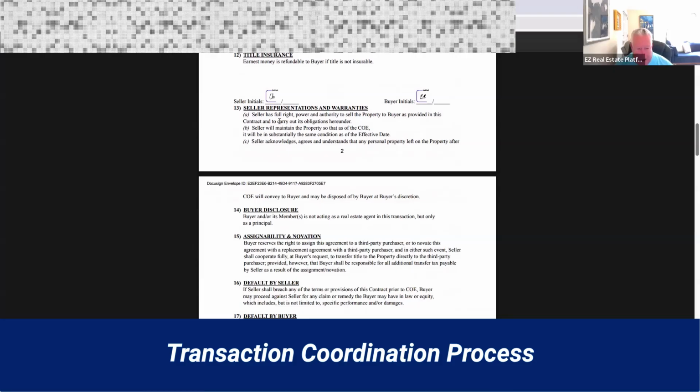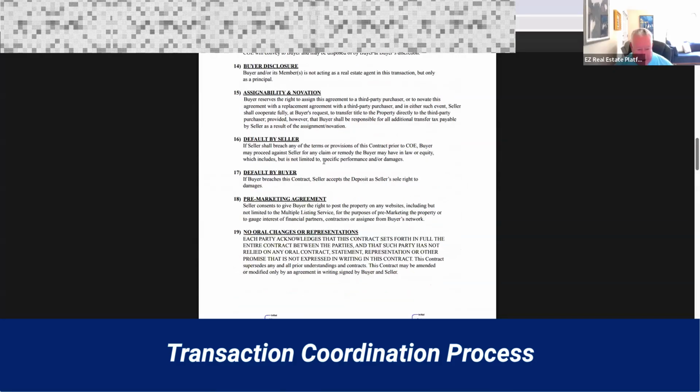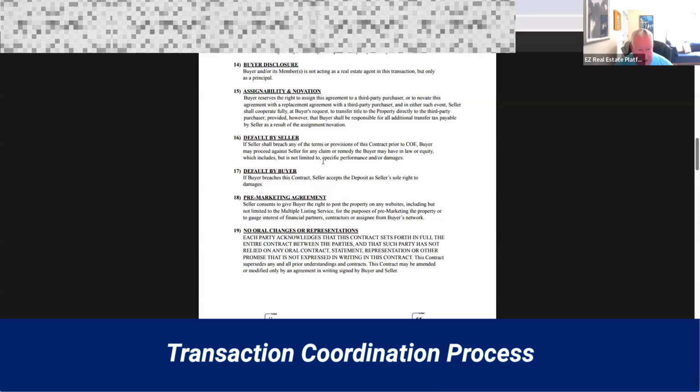All right, so she's got a pretty nice contract. What I don't see, oh, here we go: buyer reserves the right to assign to a third party, novate this agreement. Seller shall cooperate fully. So anyway, we've got a little bit different contract, but you guys will actually end up getting this along with that sheet that they're submitting with the purchase sale agreement. All right, so it makes it pretty seamless.